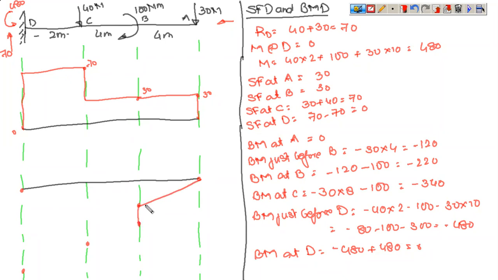There will be a sudden dip in the shear force, and an increase in bending moment due to this constant moment. Again, this will be a straight line. From here to here, again it is a straight line, and from here to here, again it is a straight line. So this is the bending moment diagram. If you write down the values, this is 120, this is 220, this is 340, and this is 480. If you write down the values here, you have this complete shear force and bending moment diagram.